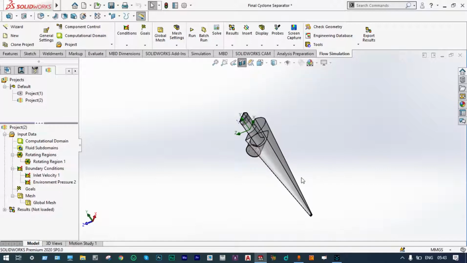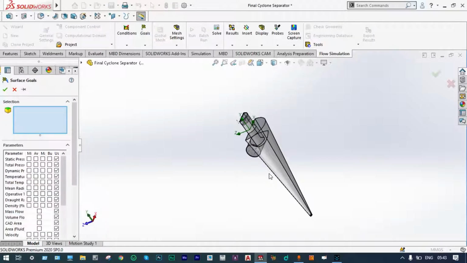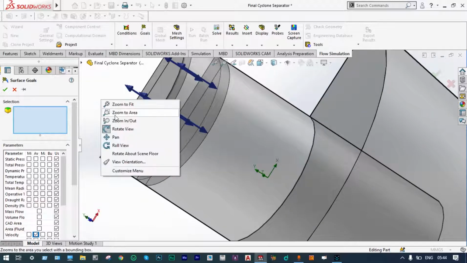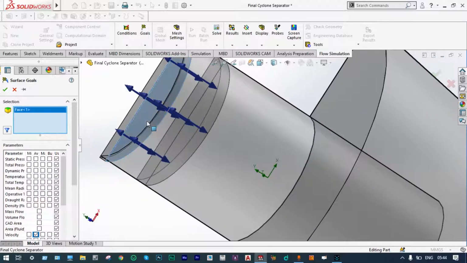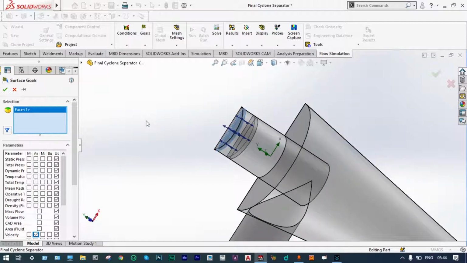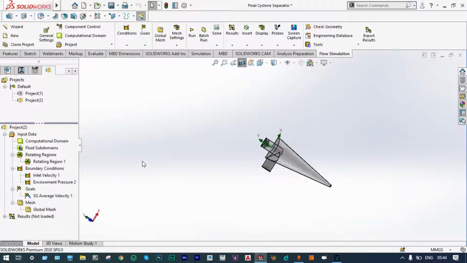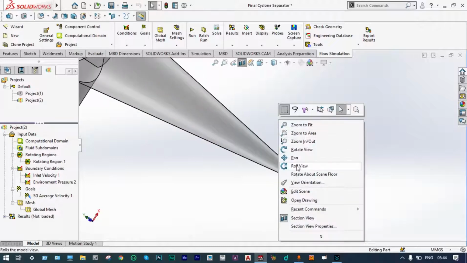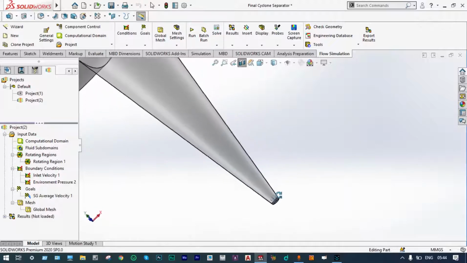Next to that we have to find out some goals. From the goals we want to find out surface goals. That means we want to have velocity at two different exit locations. Goals. Insert surface goals. Average velocity. Velocity at the top surface we have selected. Green check. Another goal to be defined, that means velocity at the bottom part also should be selected. We can rotate a little bit to have the bottom part.